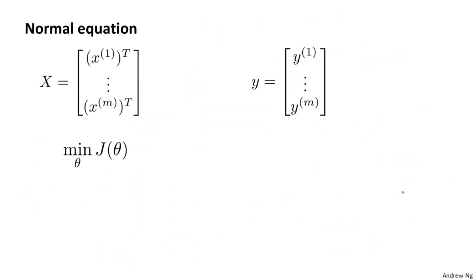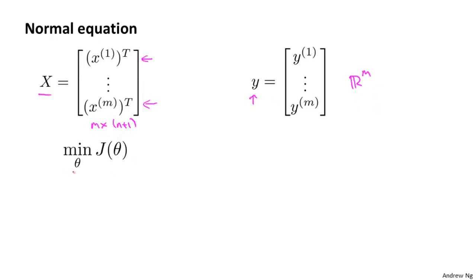The second algorithm was the one based on the normal equation, where what we did was we created the design matrix X, where each row corresponded to a separate training example, and we created a vector y. So this is an m-dimensional vector that contained the labels from the training set. Whereas X is an m by n plus 1 dimensional matrix, y is an m-dimensional vector.